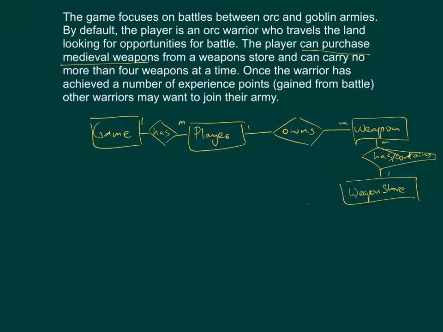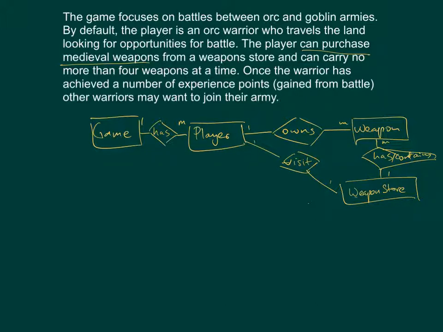So the player maybe visits a weapon store. One player will visit one weapon store. Now we're saying also that the warrior or the player has achieved a number of experience points. These are attributes of the player.